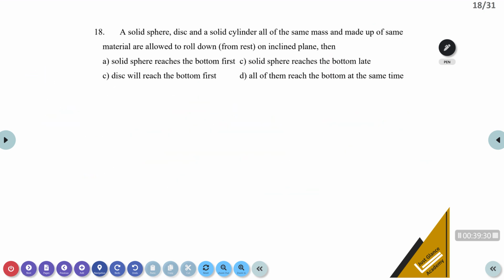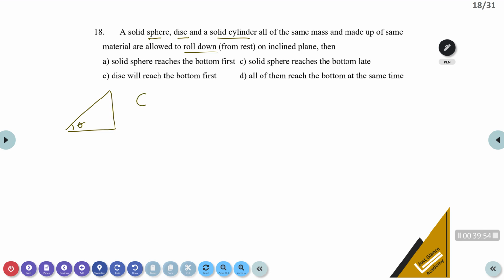18th. A solid sphere, disk and solid cylinder, all of them of the same mass and made up of the same material, are allowed to roll down an inclined plane. This is the inclined plane, and this is the angle theta.